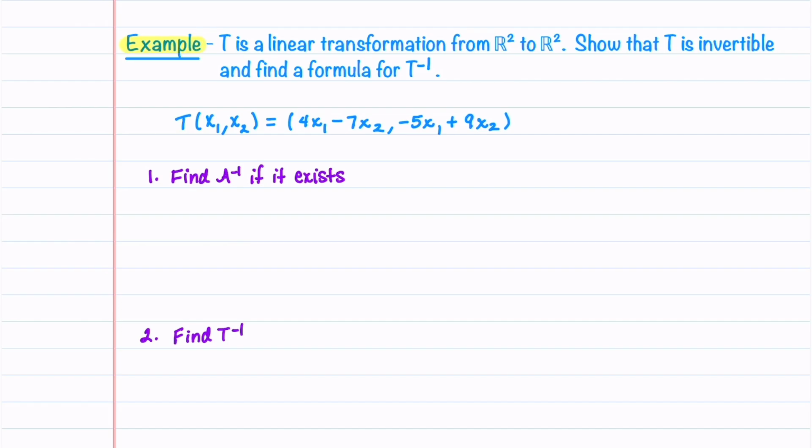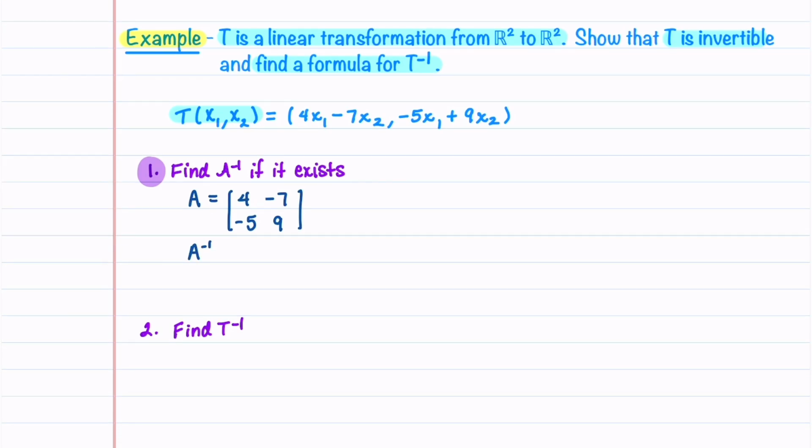Let's now look at an example where we're given that T is a linear transformation from R2 to R2. We're asked to show that T is invertible and find a formula for T inverse. Our transformation that we're given is listed here. If our transformation is invertible, A inverse will exist. So the first step that we have to follow is to find A inverse. Let's first write down what A is. Reading off of our transformation up above, our A is equal to 4, minus 7, and then minus 5, 9.